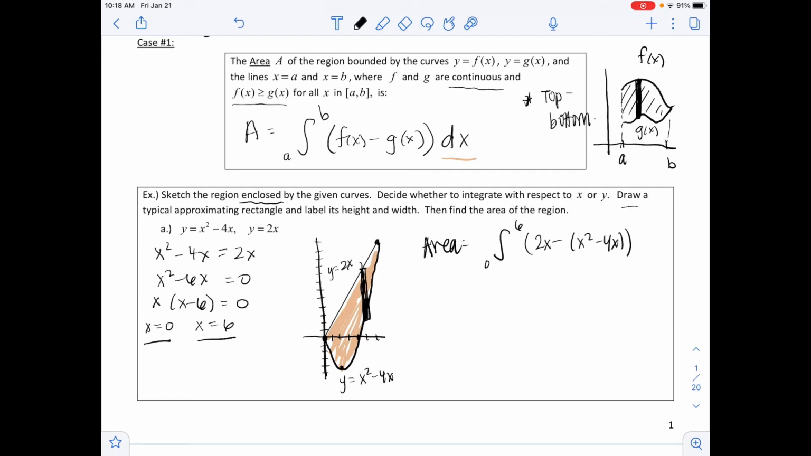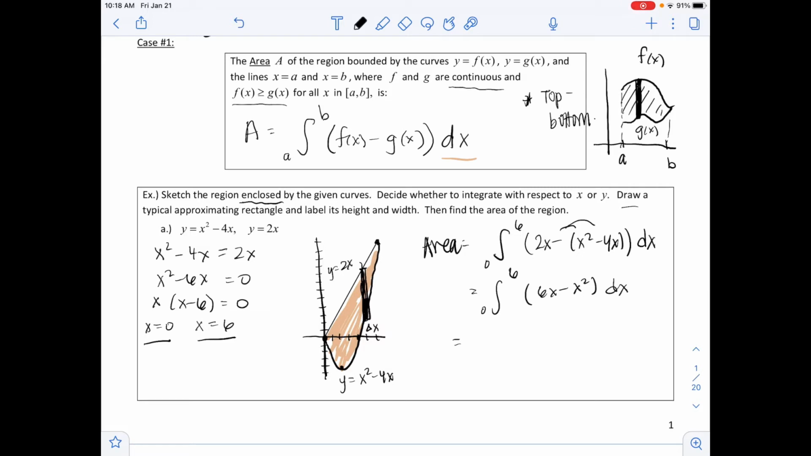And we are integrating with respect to x. This has a delta x down here, so we know that we are dealing with integrating with respect to x. So I'm going to go ahead and put a dx back here. From here I can simplify the function by distributing the negative and then combining my like terms, and then we can integrate this. So from here we end up with 2x plus 4x, which would be 6x, minus x squared dx, which is a nice function to integrate using the power rule.